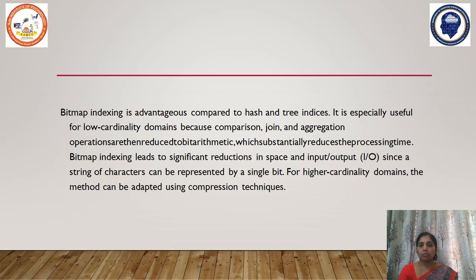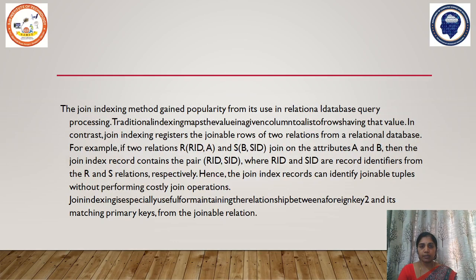In contrast, a join index registers the joinable rows of two relations from a relational database. For example, consider two relations R(RID, A) and S(B, SID), where RID and SID are the record identifiers.